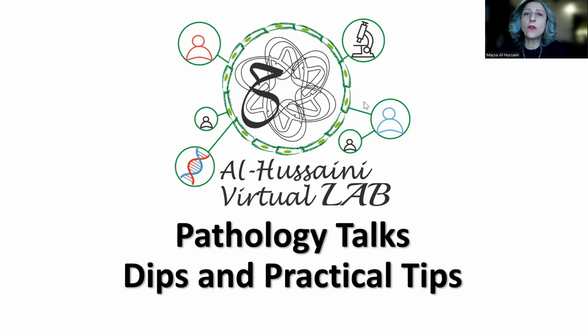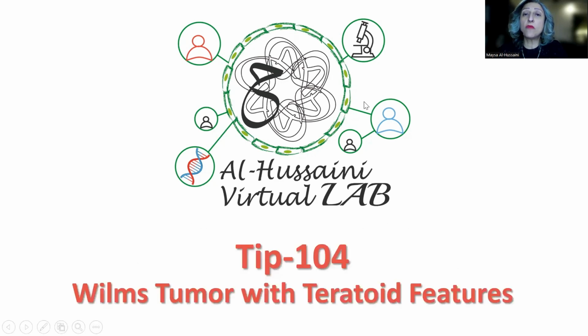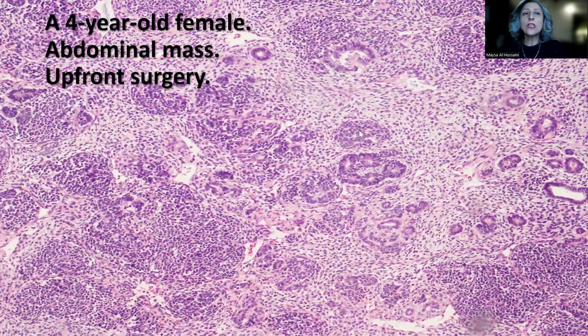What I'm going to be sharing with you today is a nice example of Wilms tumor or nephroblastoma associated with some teratoid features. So this is a case of a 4-year-old female patient who presented with an abdominal mass noted by the parents and who underwent upfront surgery. This is extremely important. The patient did not receive chemotherapy prior to the diagnosis. Rather, she underwent upfront surgery.